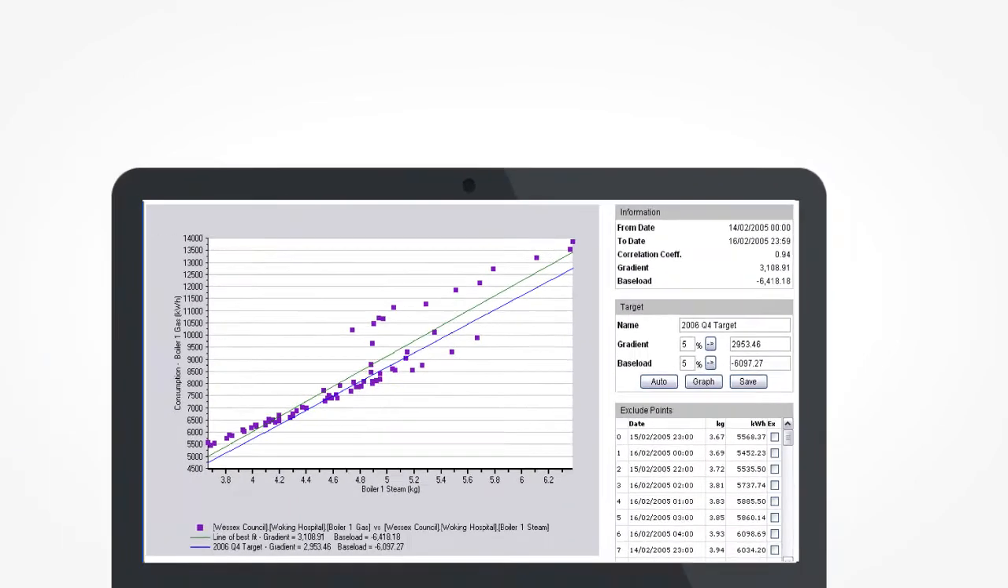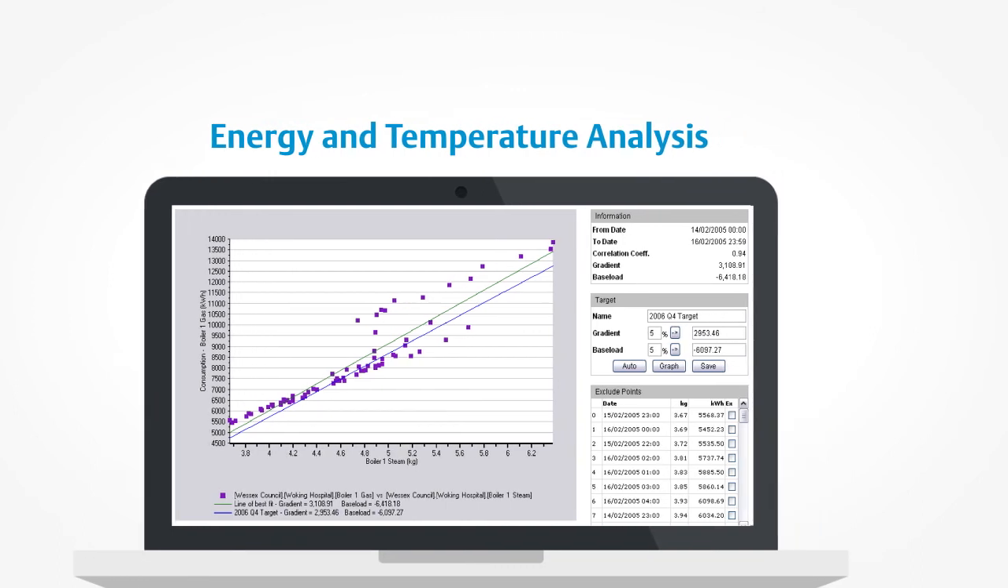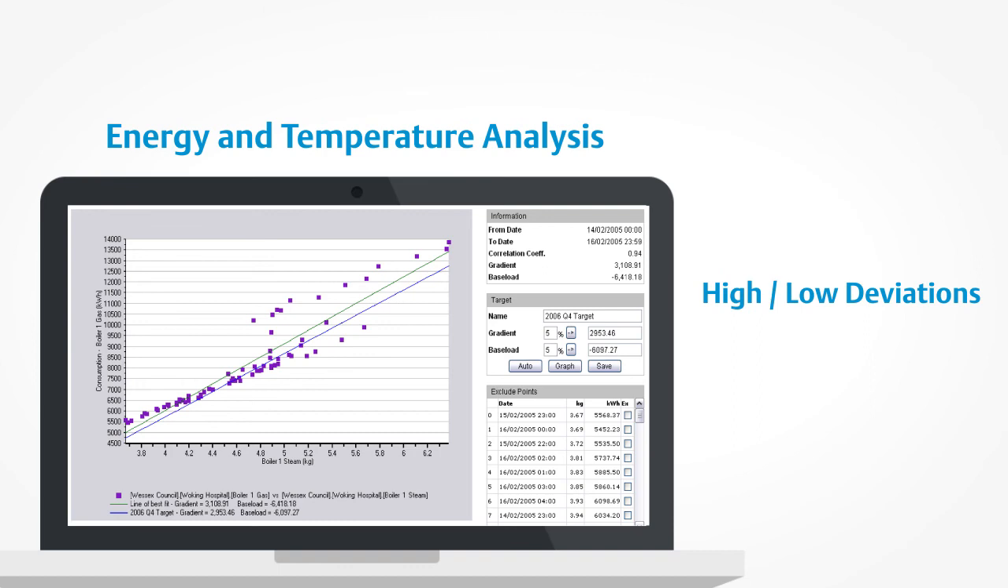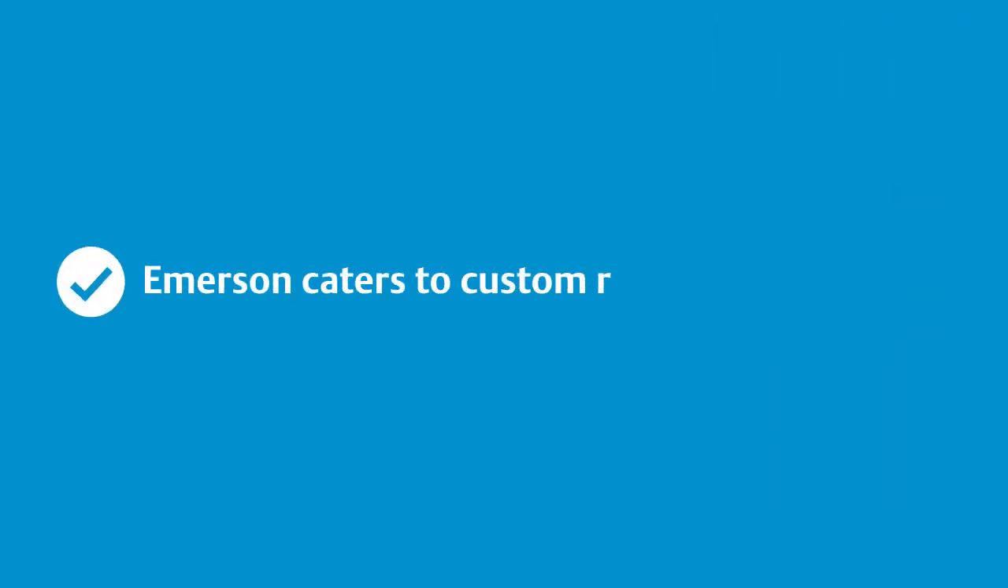The Energy and Temperature Analysis Matrix provides regression analysis across four temperature ranges and shows high and low deviations in expected usage. It also lets you compare against a certain target or base year. If users need additional data, Emerson can also cater to custom requirements upon request.